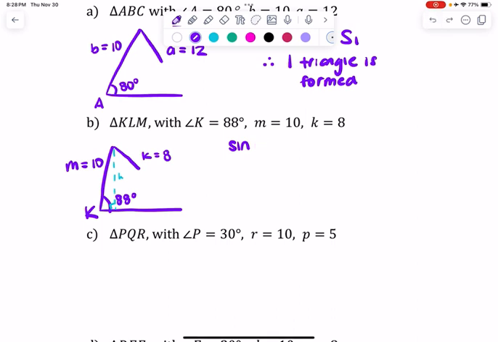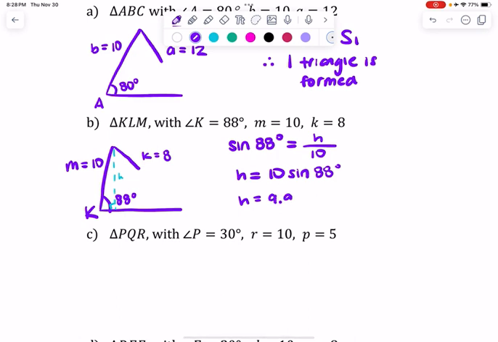So I'm going to say sine of K. I know K. K is 88 degrees. Sine of 88 degrees is equal to my height, my opposite side length, over my hypotenuse, which is 10. Okay, solving for h, we multiply both sides by 10 to get h alone. So I get h is equal to 10 sine of 88 degrees. Again, making sure we have the degree sign every single time. And then we could plug that into our calculators. Quick, do it now! Wow, good work. I ended up getting an h of 9.99.